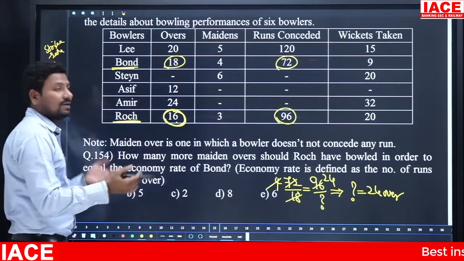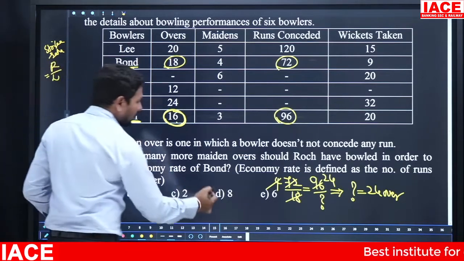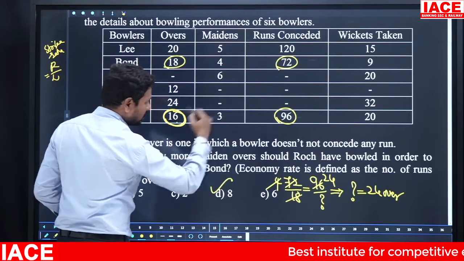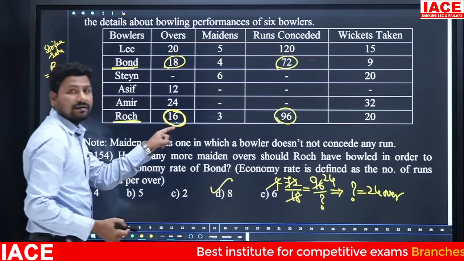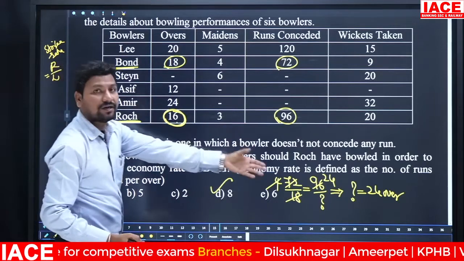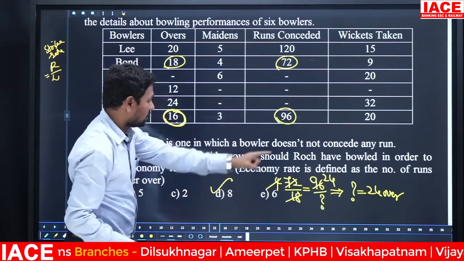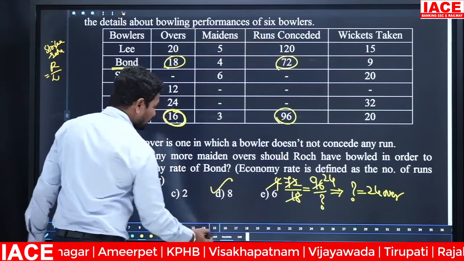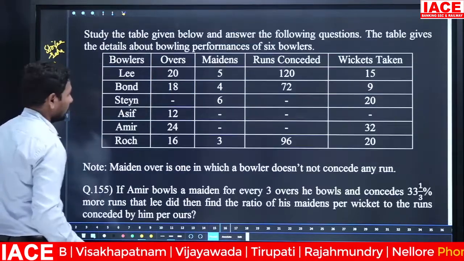Then his economy is equal to Bond's economy. Then option D, 16 to 24, given the already bowled overs and the overs ready to bowl. Then 16 to 24, how many? 8 extra required. Then option D. Next.